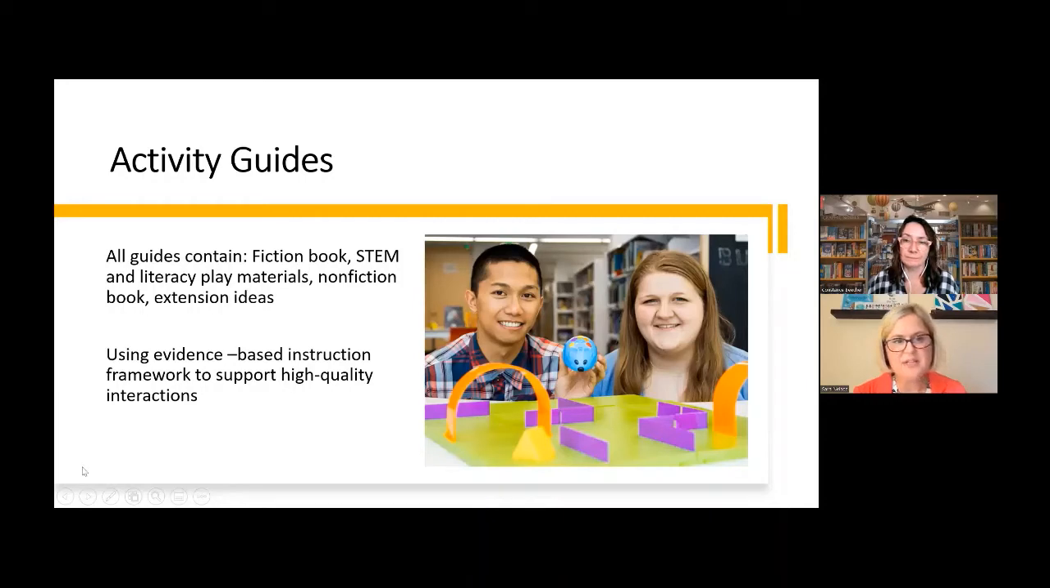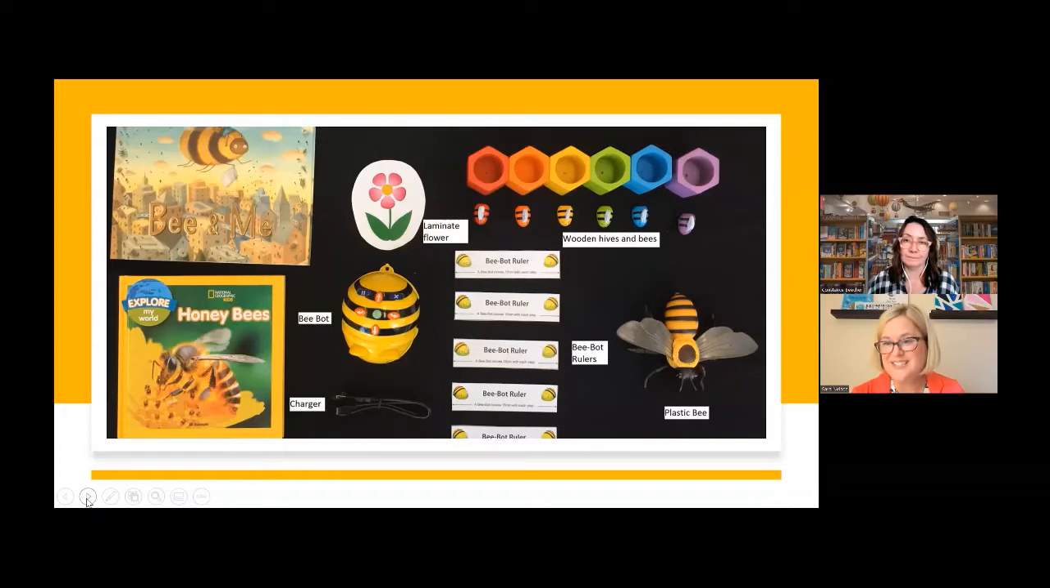So the activity guides themselves for Check Out STEM all included a fiction book, STEM and literacy play materials, a nonfiction book, and then extension ideas. The newer ones also include art activities. The activity guides all use an evidence-based instructional framework to support high-quality interactions. And here's the insides of one of the backpacks. You can see a Bebot, the 2 books, and some different STEM and literacy play materials.